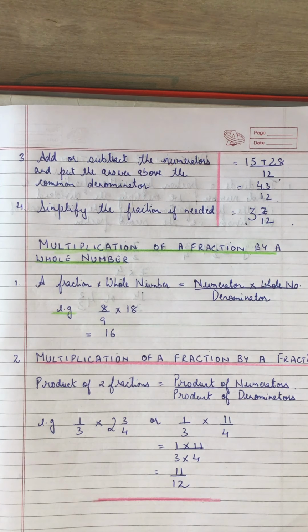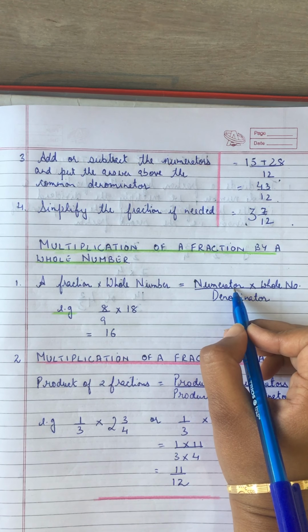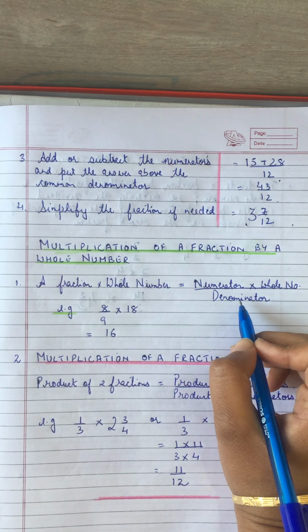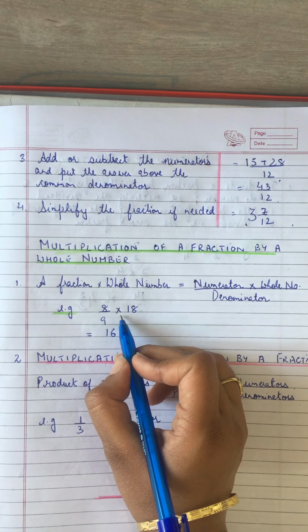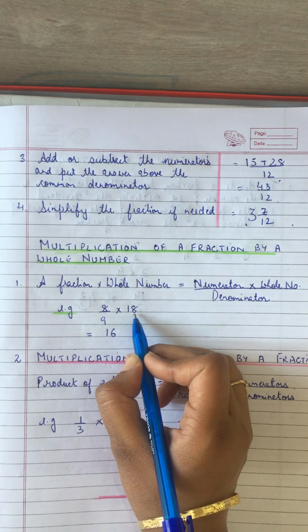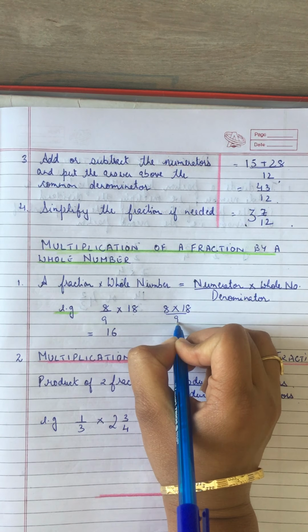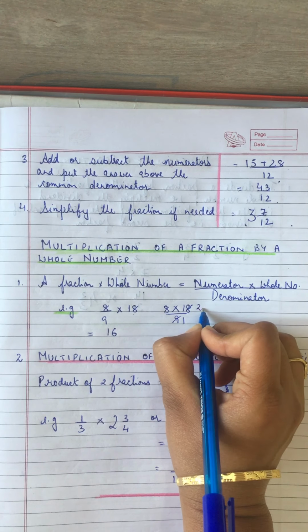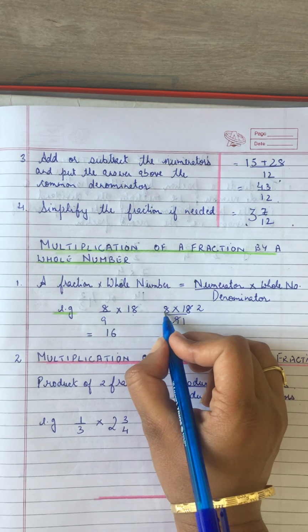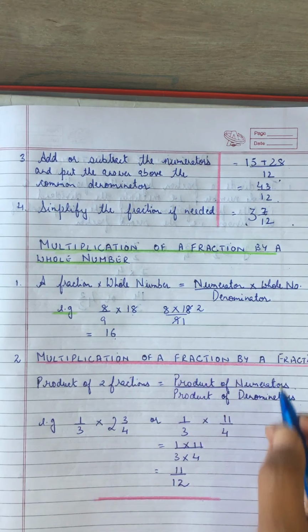Coming to the next topic, it is multiplication of a fraction by a whole number. Now in multiplication of a fraction by a whole number, we multiply the numerator by the whole number and place it upon the common denominator. I have taken an example, 8 upon 9 into 18. Now if you see over here, I will write it as 8 into 18 upon 9. Now this 9 and 18 can be reduced. 9 ones are 9, 9 twos are 18. So now I am left with 8 twos are 16 upon 1, or only 16 as my final answer.